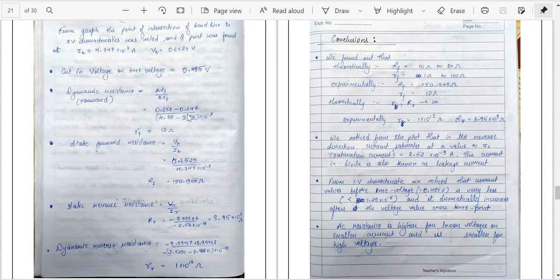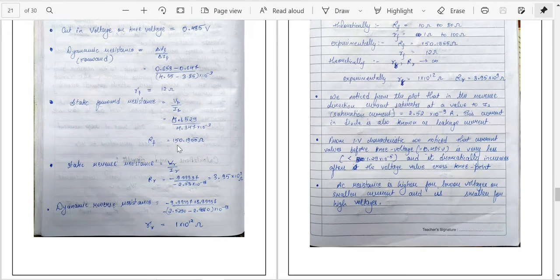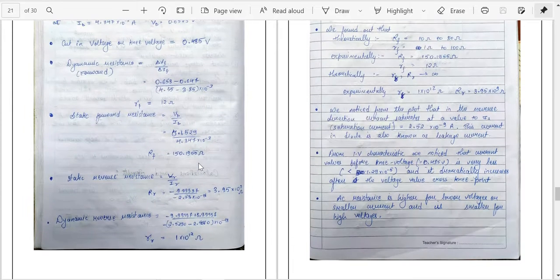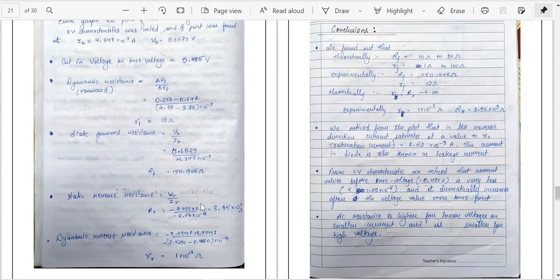The dynamic forward resistance came here as 12 ohm. The static forward resistance is 150.1955 ohm. For static reverse resistance, this value is in the order of 10 to the power 9. Notice it's a huge value. Thus in the reverse bias case, the diode acts as an open circuit.